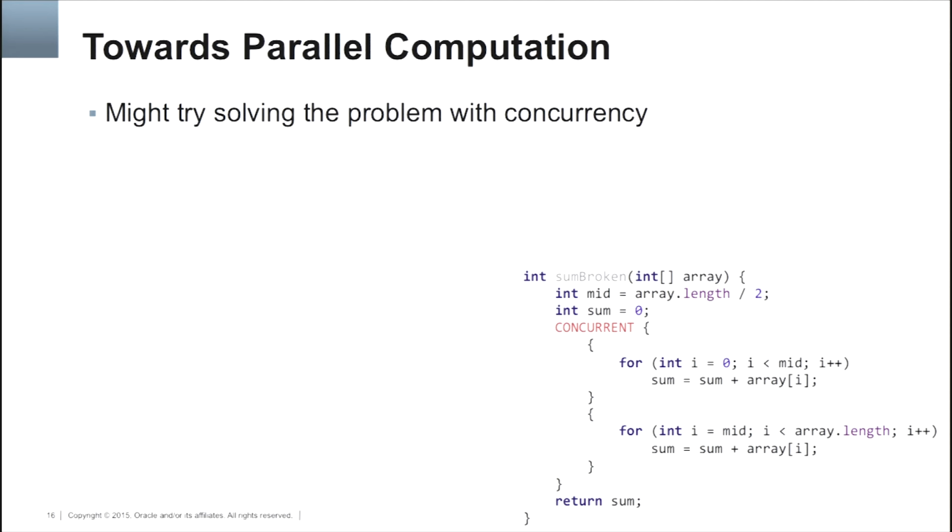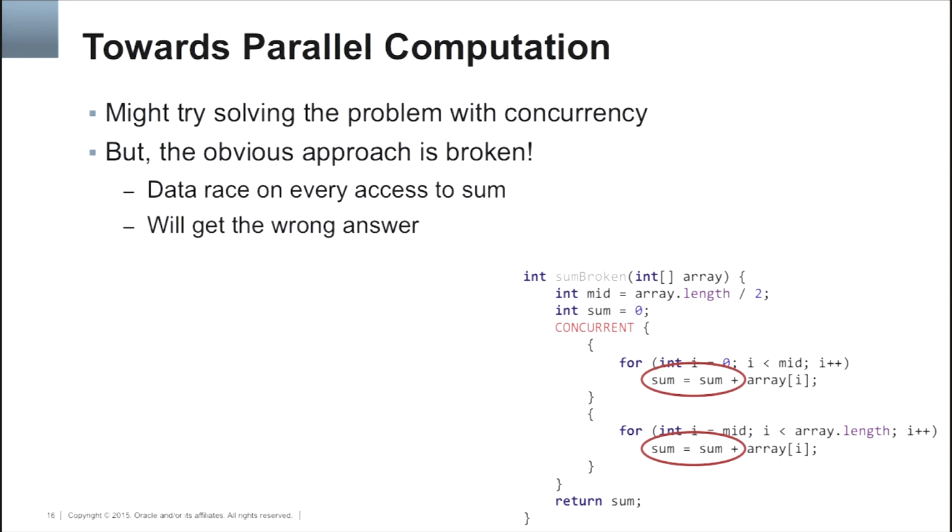So let's say we say concurrently, I'm going to loop through the first half of the array and increment my accumulator, and at the same time I'm going to loop through the second half of the array and use that to increment the accumulator. So does anybody see what's wrong with this? Yeah, we've got data races all over the place. Every time we access sum, whether we're reading it or writing it, we have a data race. Well, that's not good, right? Parallelism is supposed to be easy, right? This is why concurrency is hard and parallelism is easy. So we're going to get the wrong answer. We clearly don't like that.